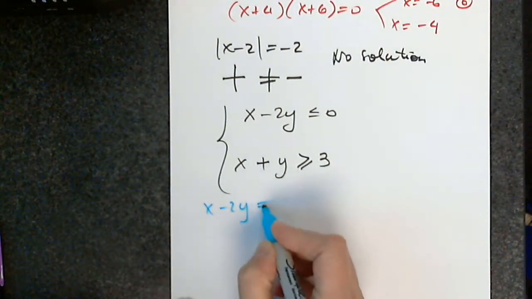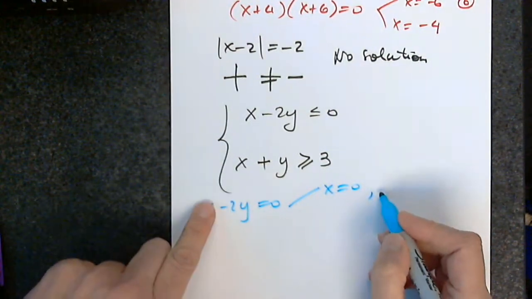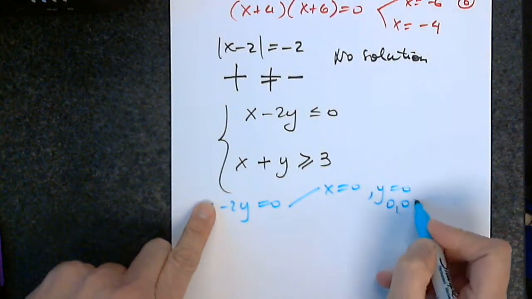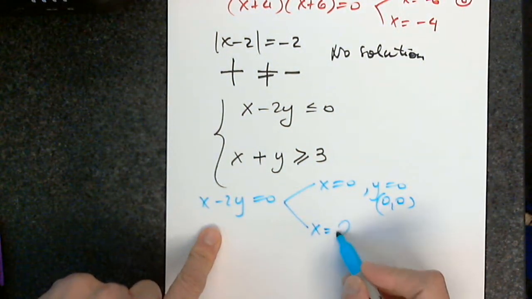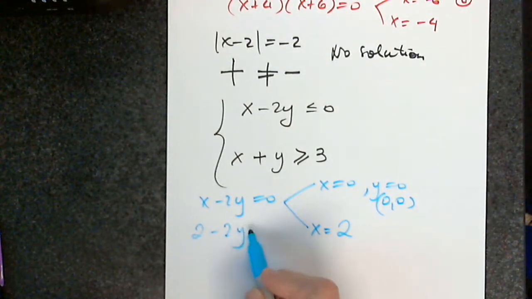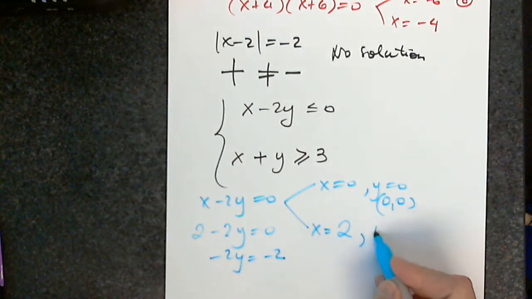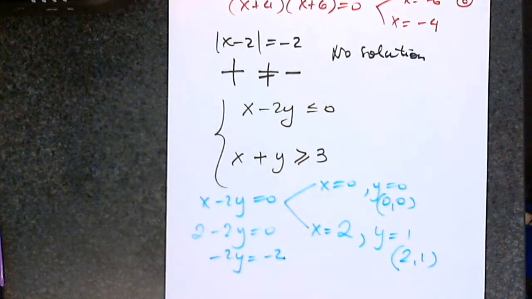x minus 2y equals 0. It happens that when x is 0, y must be 0, so it passes through the origin. And then I'm going to make up a point. I'm going to say when x is 2, I have 2 minus 2y equals 0. Negative 2y equals -2, which means y equals 1. So I determine 2 points, so I can graph this line.